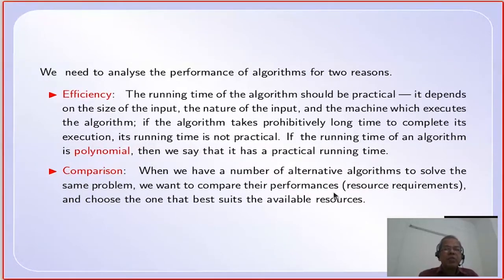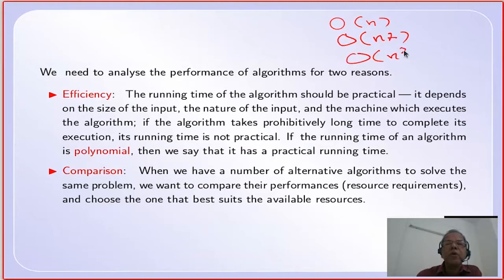The running time is big O of n. Big O of n squared. Big O of n cubed. Big O of n power 2.7, something like that. These are examples for polynomial running time.